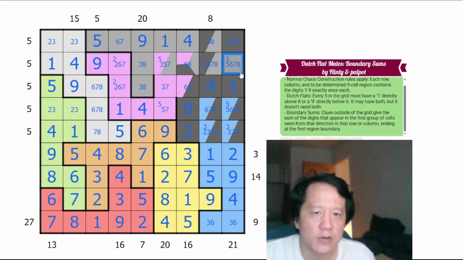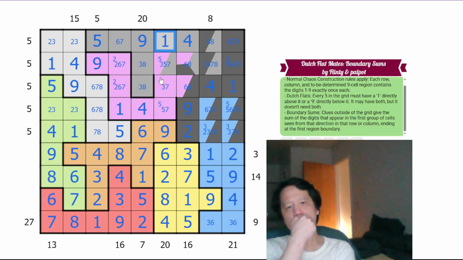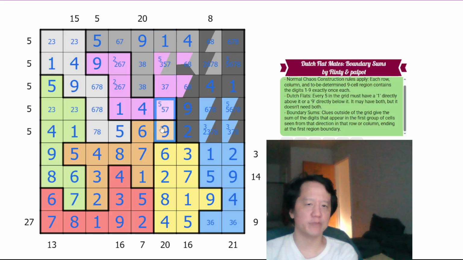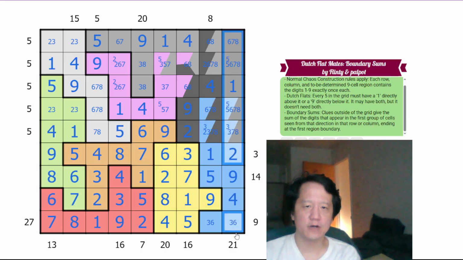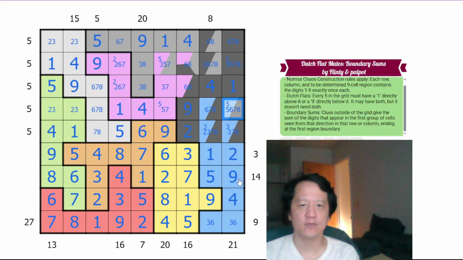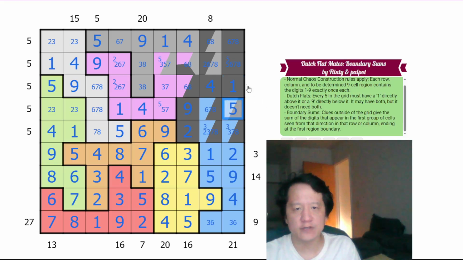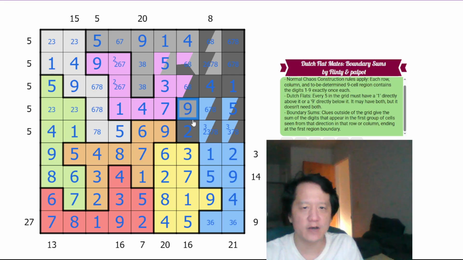5 cannot be here in column 9 because... How did I get that that was 1? I don't remember. Because this couldn't be 1 because of the pink. Right. The 5 in column 9 has to have a 1 above it because it can't be above a 9. So that means 5 has to be there. There's no 5 here, which makes that a 7. This is 7, that's 3, that's 5.